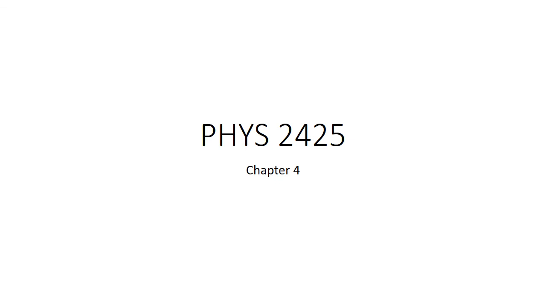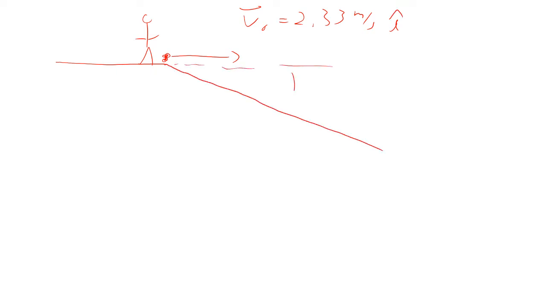Okay, let's do another example. Let's suppose that we have a kid and the kid is going to kick a ball horizontally at an initial velocity of 2.33 meters per second, and this is just going to be horizontal. The kid kicks the ball right along the edge of a hill, and this is a 25-degree slope. What I want to know is d, how far down the slope does the ball hit?